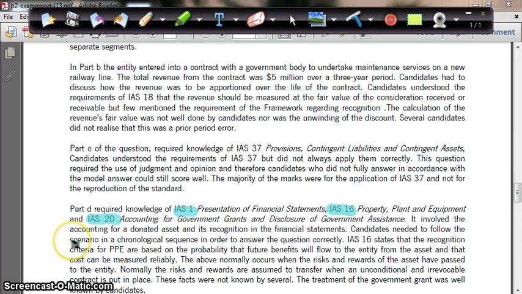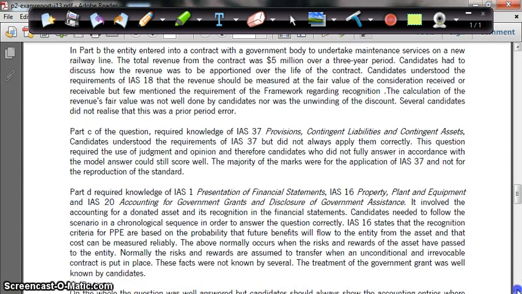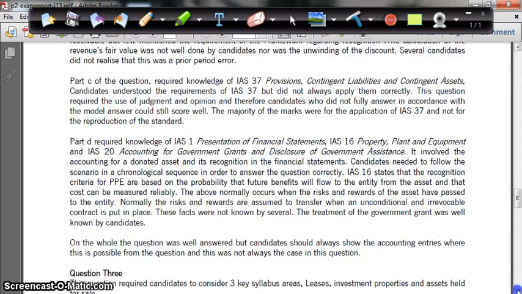So here, candidates needed to follow the scenario in a chronological sequence. Again, highlighting examination technique here. You need to have a good structured approach in dealing with this exam and also in producing your answer. So here you just needed to apply IAS 16, the recognition requirements for property, plant and equipment, and then also just try to determine whenever the risks and rewards of the asset had actually passed to the entity. Normally it's whenever an unconditional and irrevocable contract is put in place.